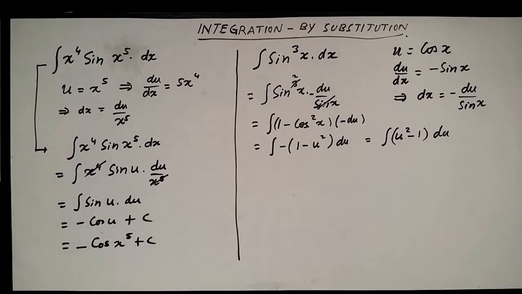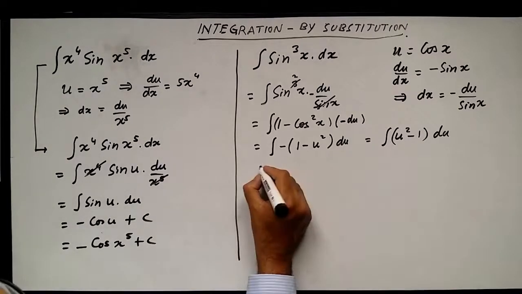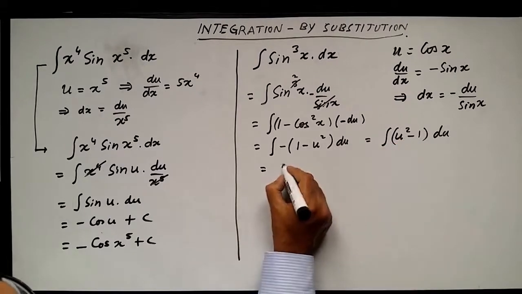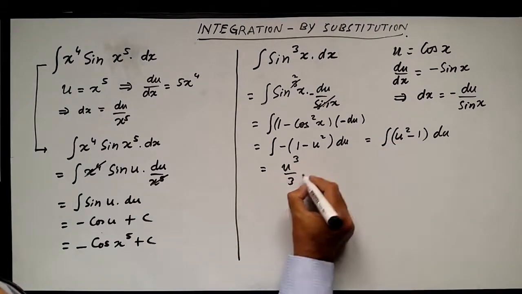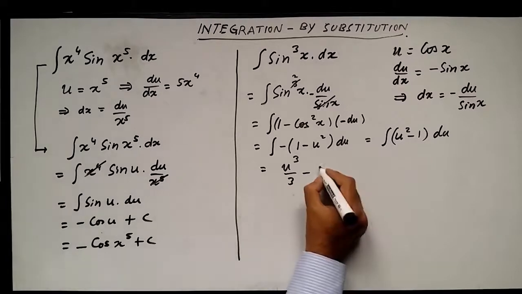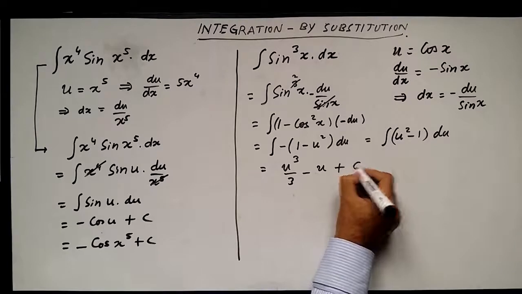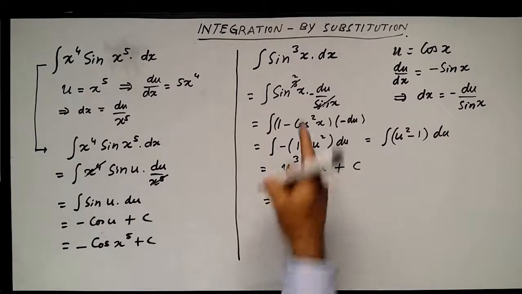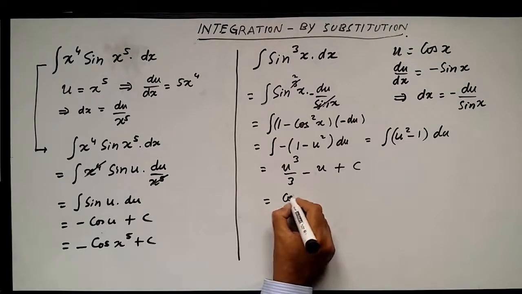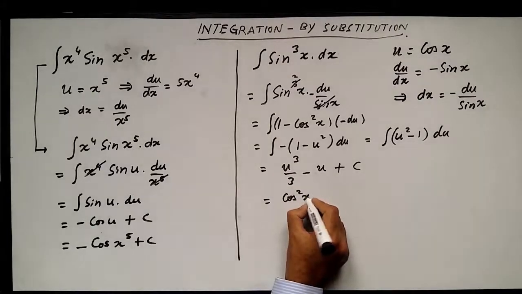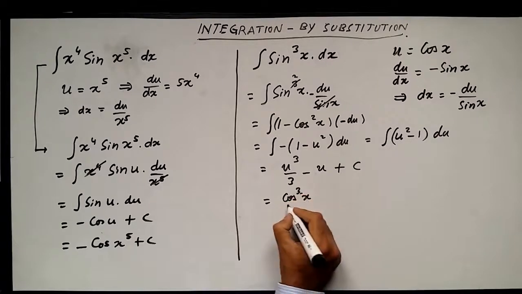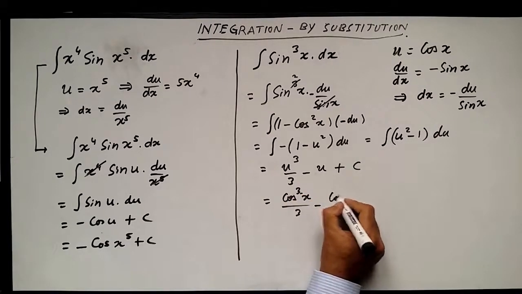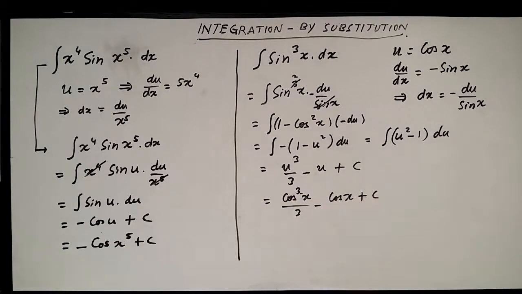This is a very simple integration problem now. So integration of u squared becomes u cubed by 3, and integration of 1 becomes u, and we add the constant of integration, which is c. Now we will just replace u by cos of x. So this is cos cubed x by 3 minus cos of x plus c.